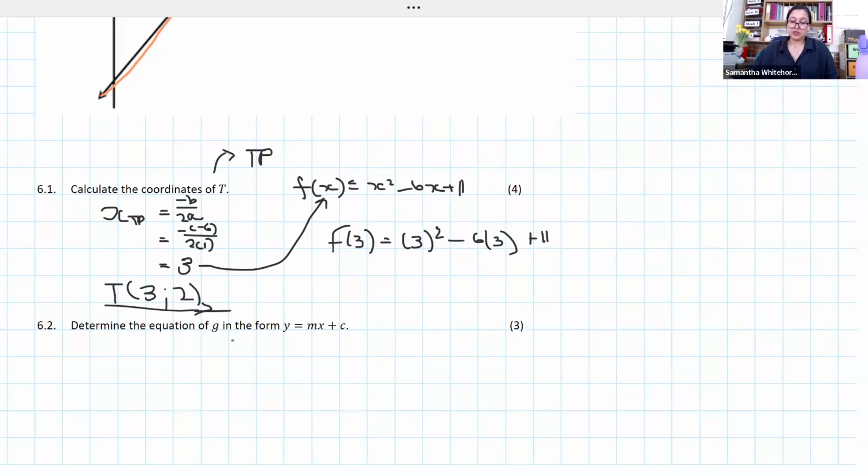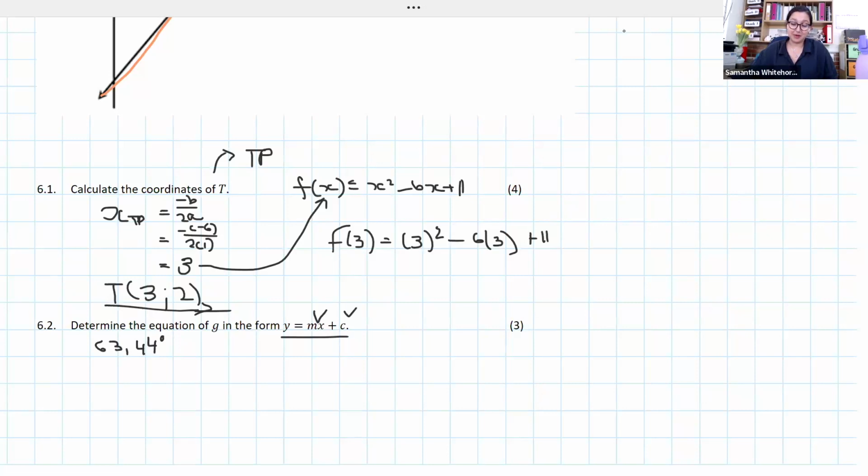6.2 is asking you to find the equation of g in the form y equals mx plus c. So remember, you've got your gradient and you've got your y-intercept. We have been told that the angle of inclination is 63,44 degrees. Now, I've already explained that whole thing.